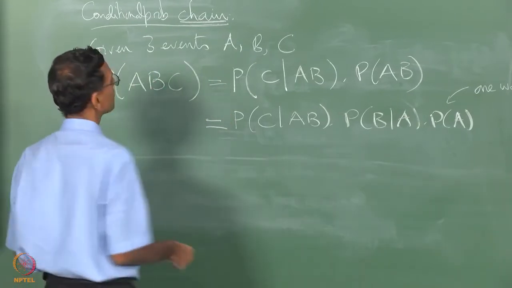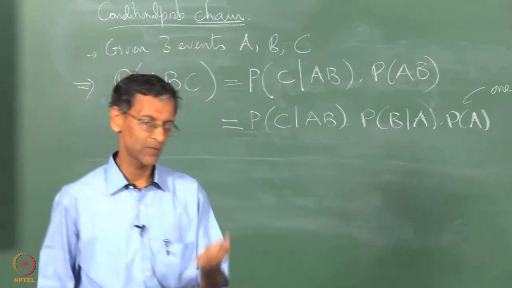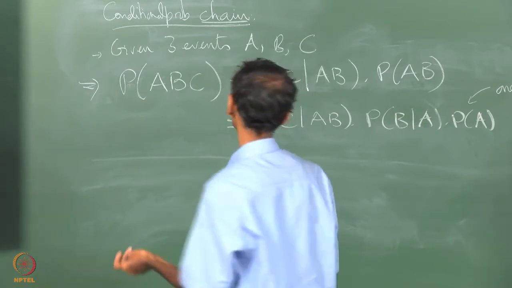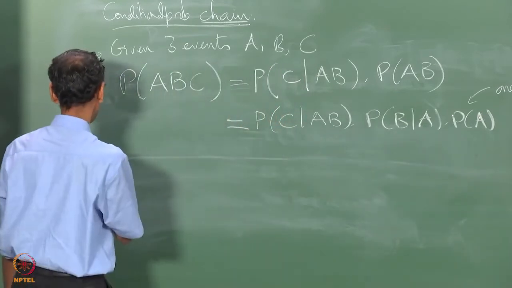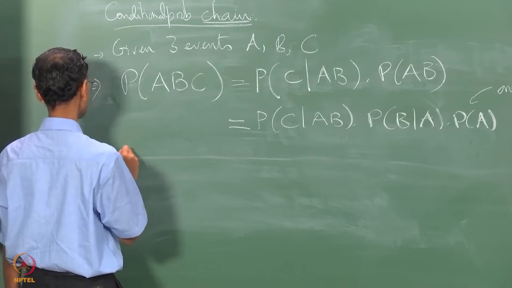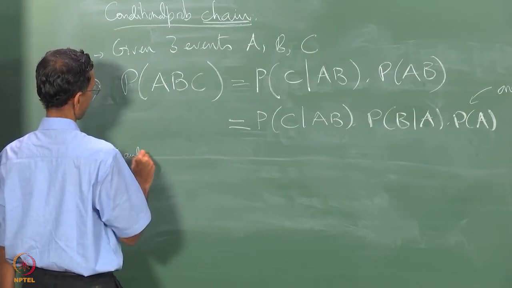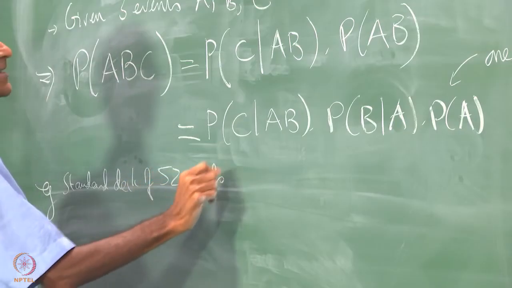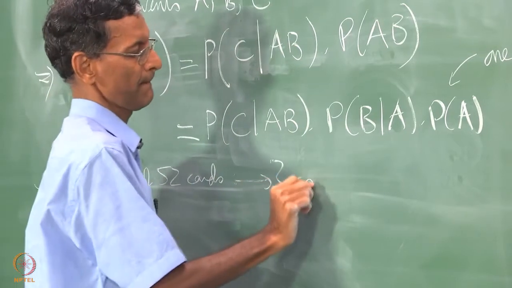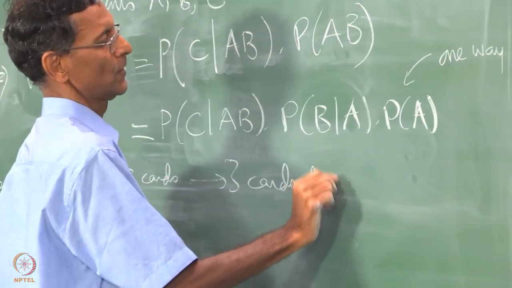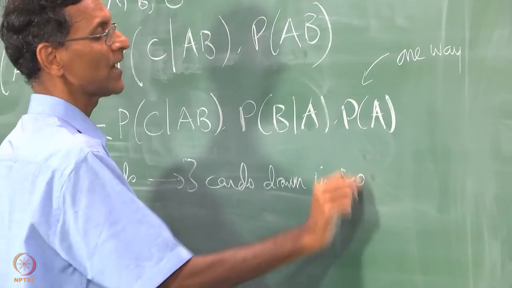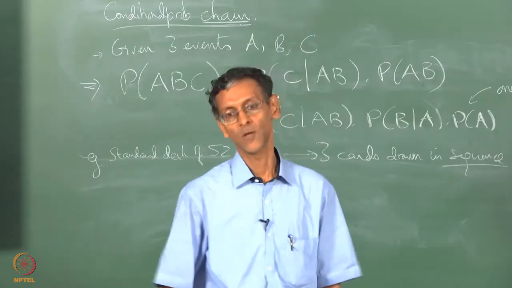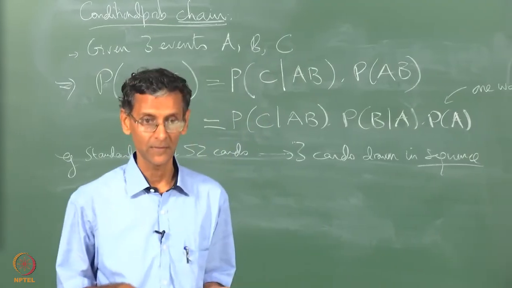So for example, I picked this out of Bertsekas, so it seems to be the simplest example of this kind. Supposing I have the standard deck of 52 cards, and 3 cards are drawn one after the other, in sequence, without replacement, obviously. When you say in sequence, you don't put anything back.